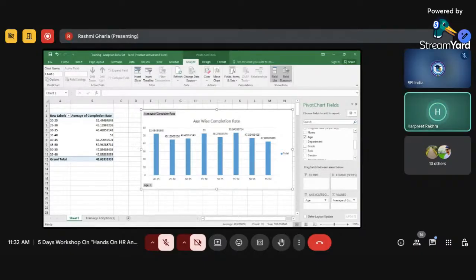Ma'am, I'm just guessing, can we say that this completion rate does not present a very good picture? Okay, that can be one of the insights. Other than this, where is the training adoption high?